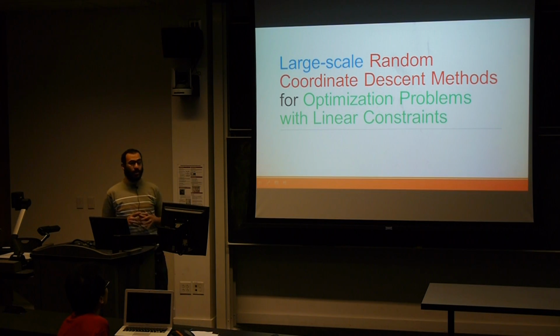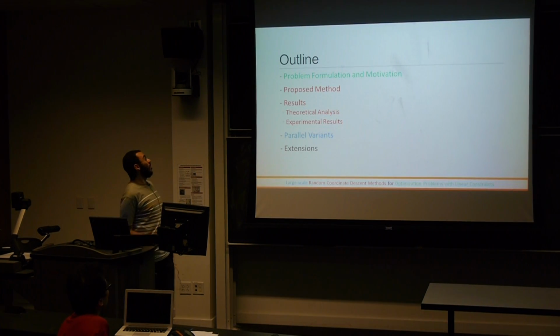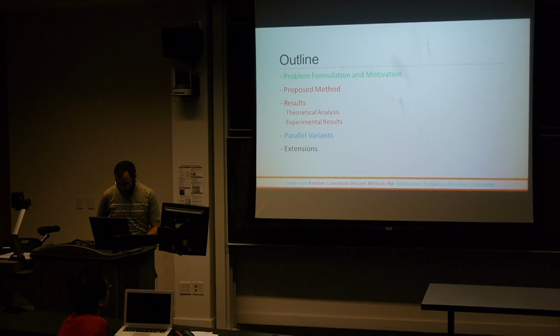So we will start talking about the optimization problems we care about, and then how we solve them using random coordinate descent, and finally how we scale our method to large scale. So in linear terms, we will start talking about the problem formulation and motivation, and then our method, and then the results, theoretical and experimental, and then parallel variants. And finally, we'll talk about some extensions we are considering.